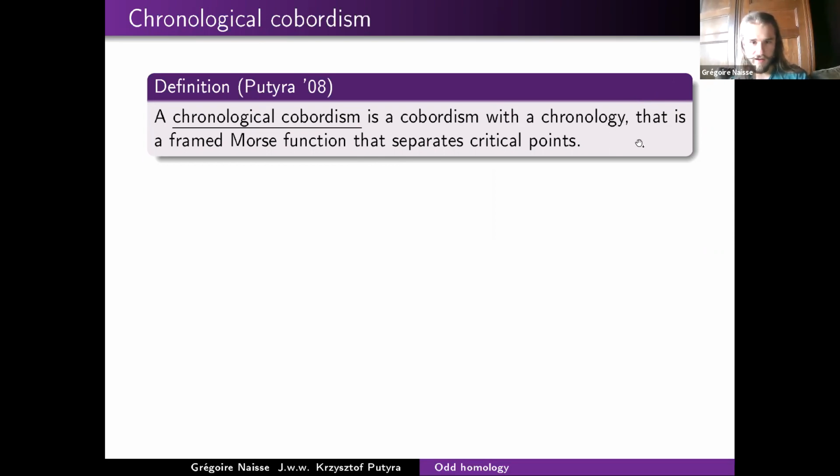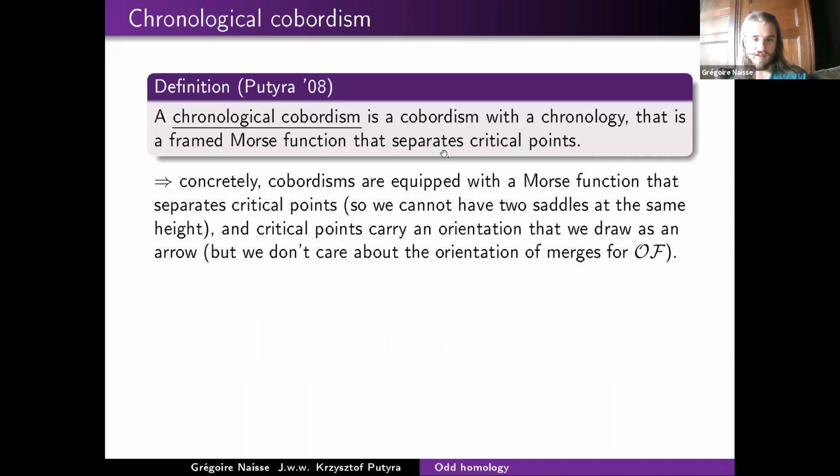Okay, I think I can explain this a bit more easily. So what it means is that your cobordism should be equipped with some Morse function, some height function that will allow you to separate your saddles. So you cannot have two saddles at the same height now. And also, these critical points carry an orientation that we will draw as an arrow. This is already the arrow that I drew over the split before.